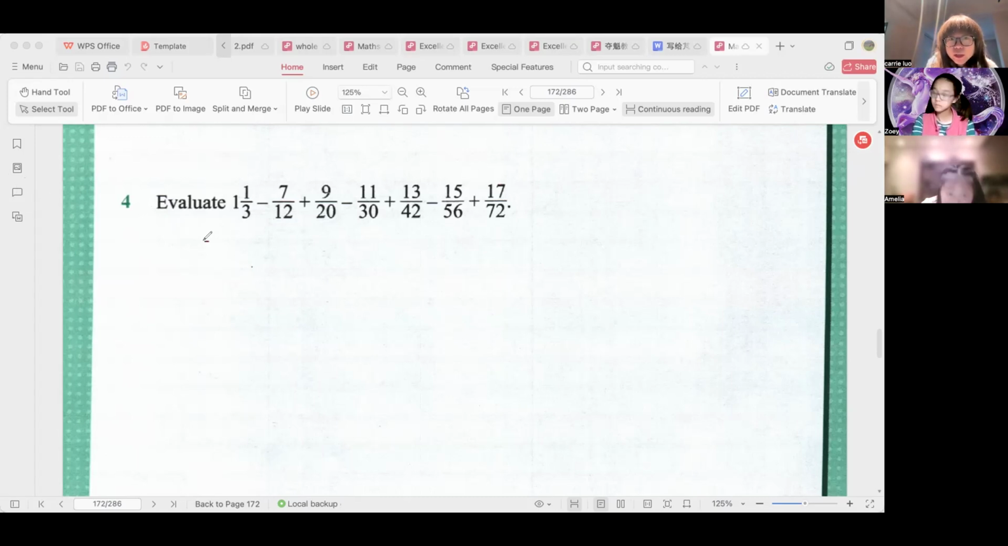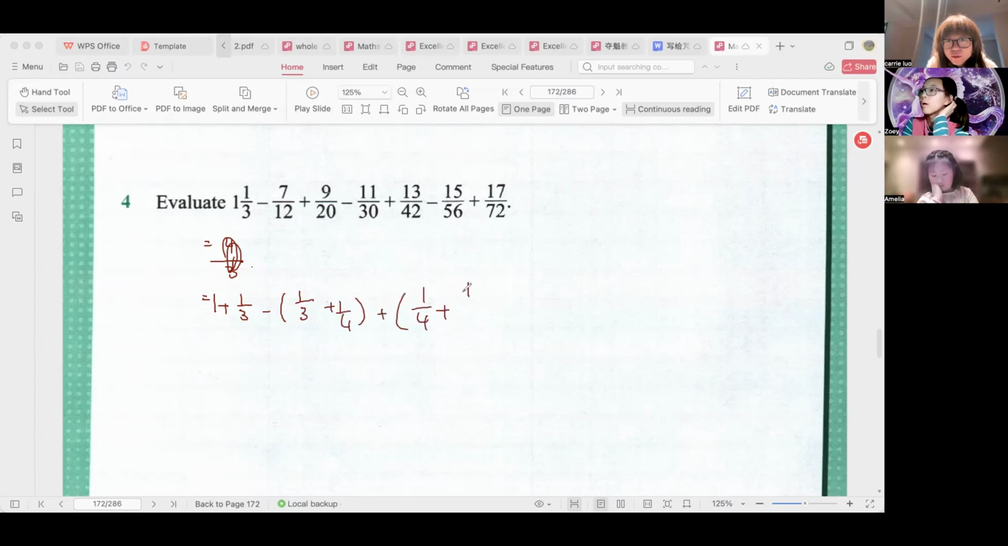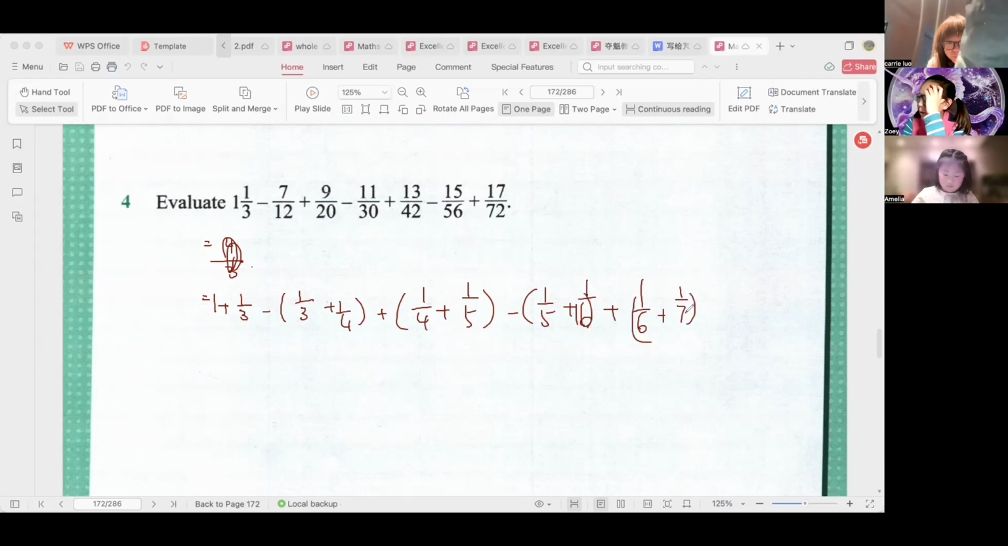Let's take a look at this one, okay? We have 4 over 3 equals what? 1 plus 1 over 3, right? Minus 1 over 3 plus 1 over 4 plus 1 over 4 plus 1 over 5 minus 1 over 5 plus 1 over 6 plus 1 over 6 plus 1 over 7 minus 1 over 7 plus 1 over 8 plus 1 over 8 plus 1 over 9.